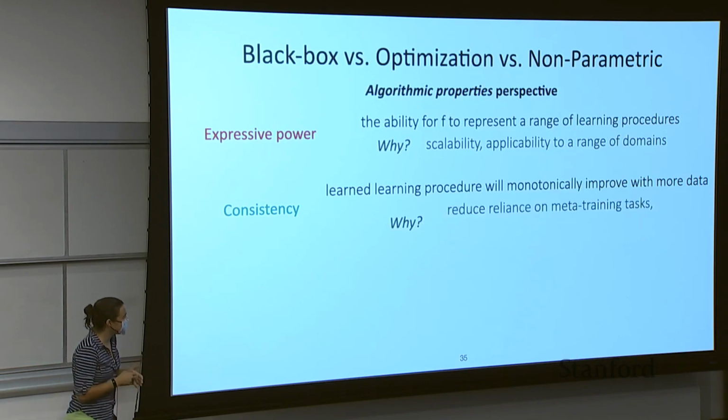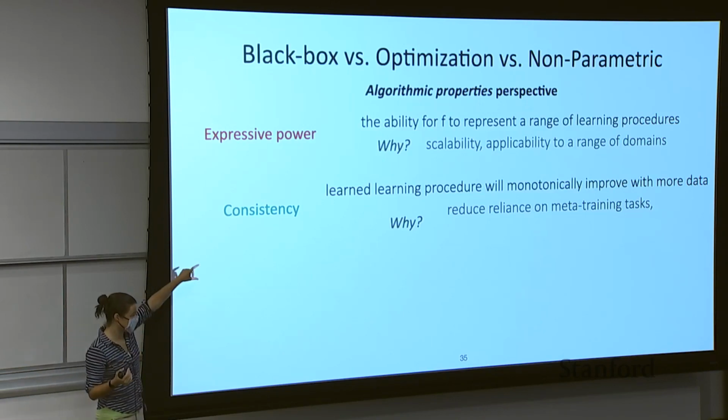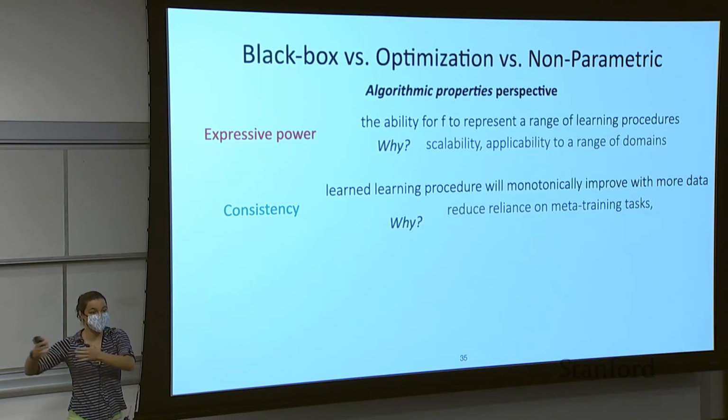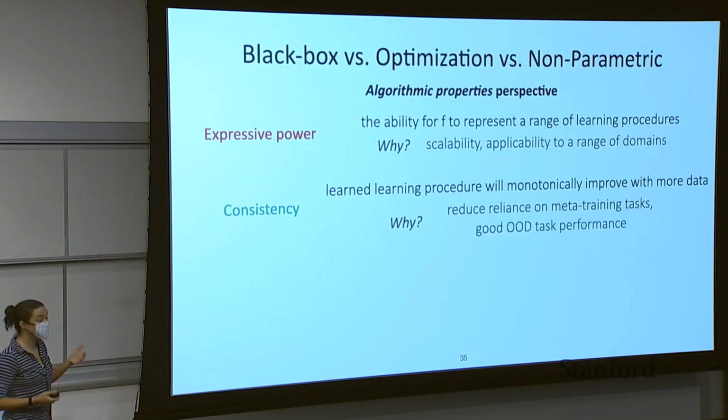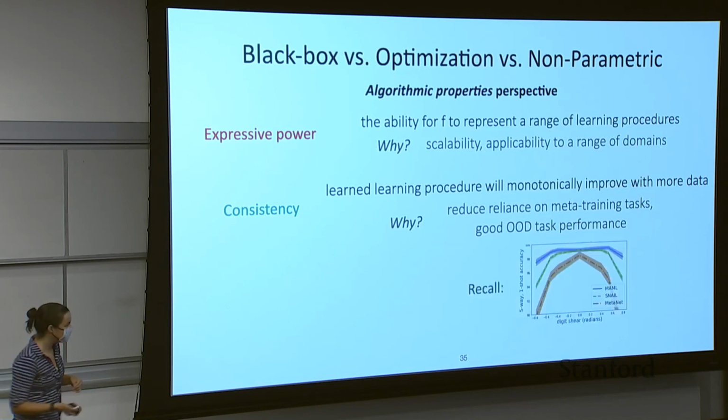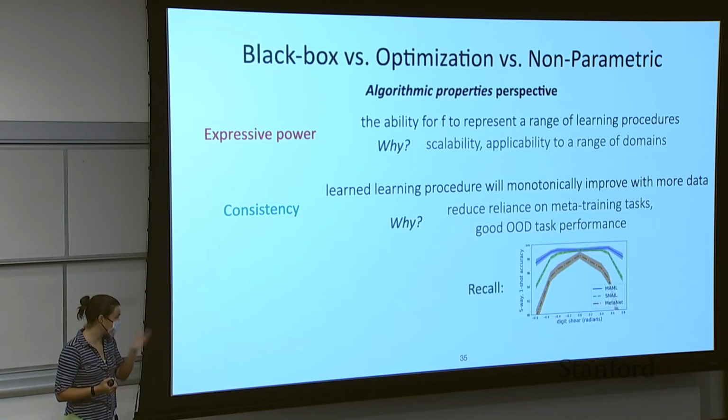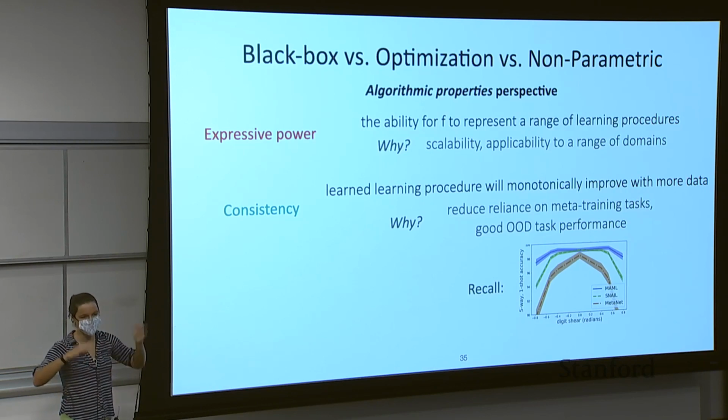This is important because it potentially reduces the reliance on the meta-training tasks. If you don't have a lot of meta-training tasks, or maybe you have a domain shift between meta-training and meta-test time, and you guarantee that your learning procedure is consistent, then you'll at least be able to improve as you get more data on the test task. This potentially means that you might get better OOD performance, especially if you have a lot of data on your test task. You can recall that last week we showed curves of OOD performance of different algorithms, and we see a pretty big difference between different approaches.